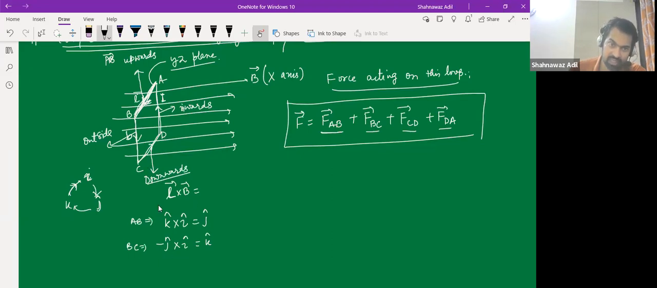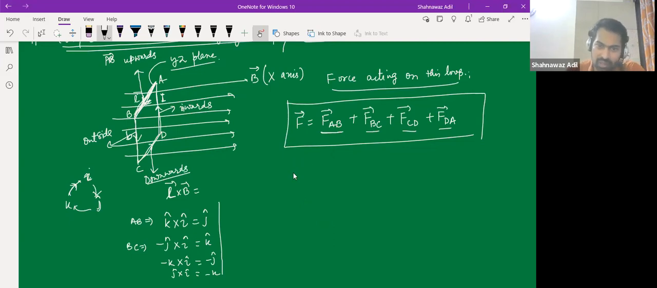Then CD. CD is going inwards, meaning minus K, and cross I. K cross I is J, so minus J. Similarly, going upward is J cross I, so minus K. In this way we can also do this, right?